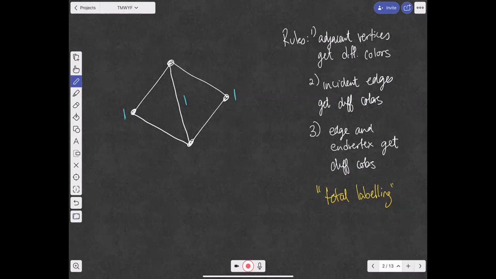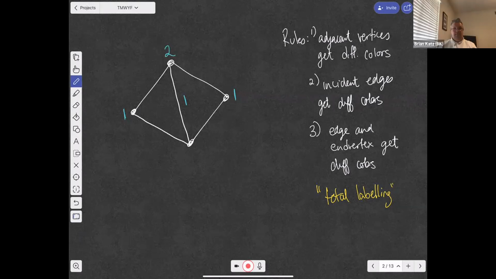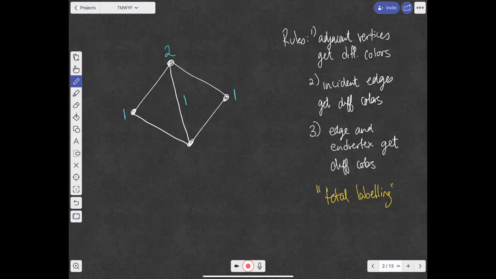We can give maybe this vertex a 2. Now we can't give the other vertex a 2 because they're adjacent, but I think one of the opposite edges, maybe this one, we can also give a 2. And at this point, I think we have to go to 3s here. So yeah, this should work out. 3 here and 3 here. And then these can both be 4s. I think that looks right.